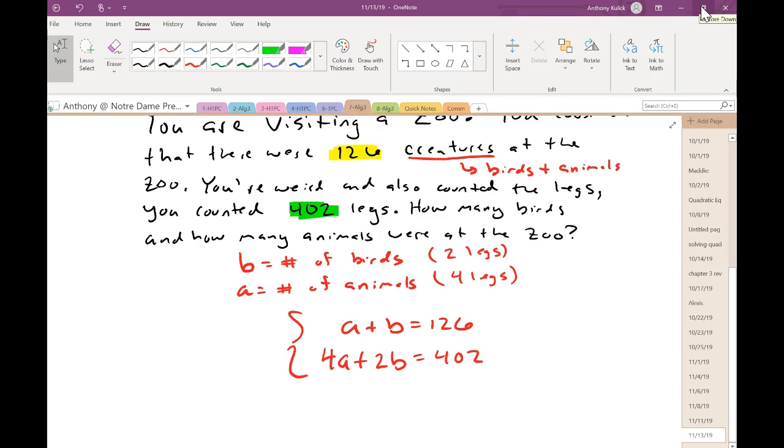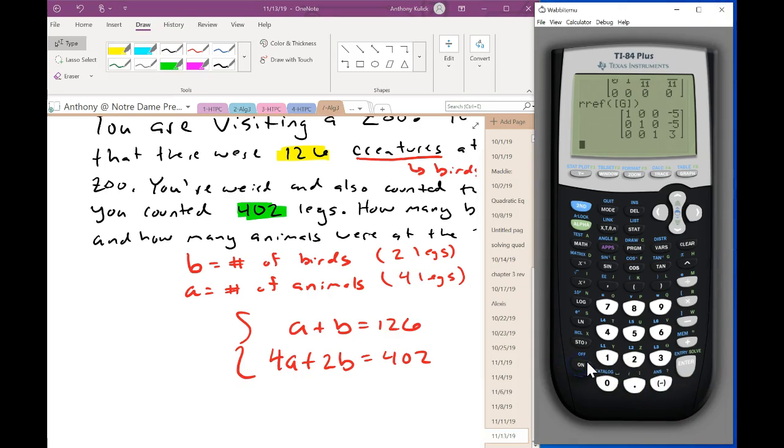I'm going to do Gaussian elimination. Why would I choose that method? Because it's fast, and I don't have to do much. Just type into my calculator and be done with it. You know what I mean? Yes.